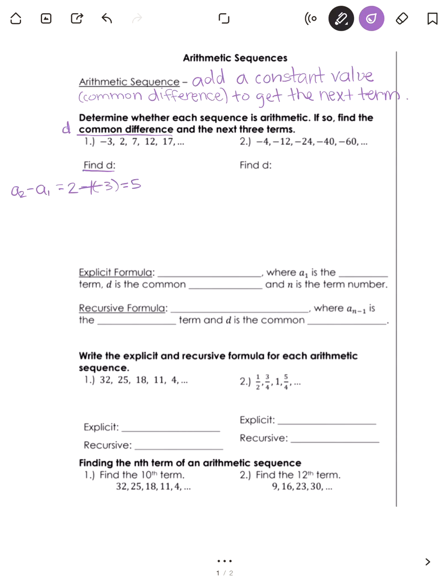But that's not enough to tell us if it's arithmetic. It has to be a continuous pattern of adding 5. So I'm also going to check the third term minus the second term. When doing this, the terms have to be right beside each other, one right after the other. So a3 would be 7 minus 2. 7 minus 2 is 5. I got the same common difference for both terms. So yes, this is arithmetic.